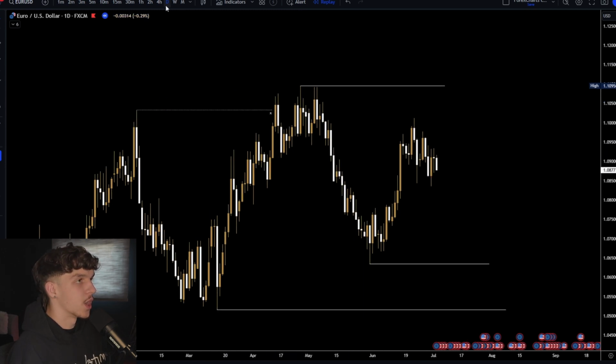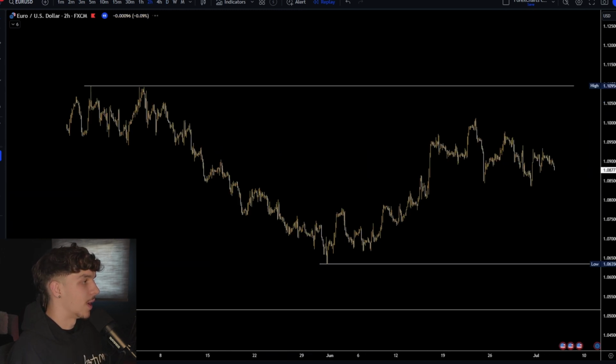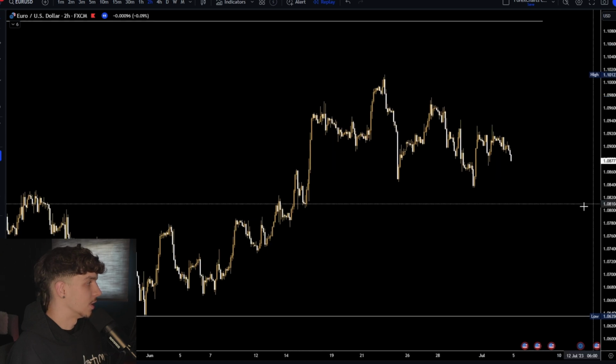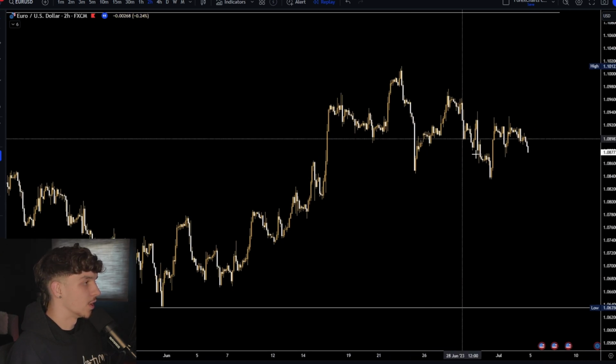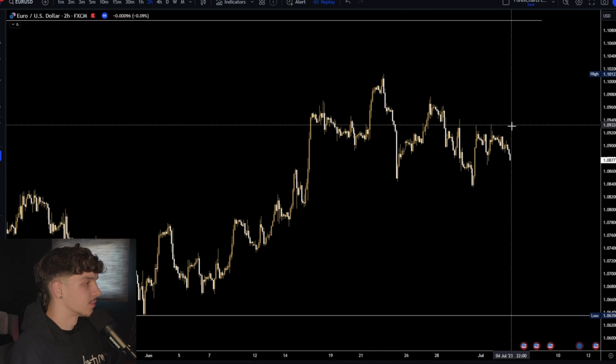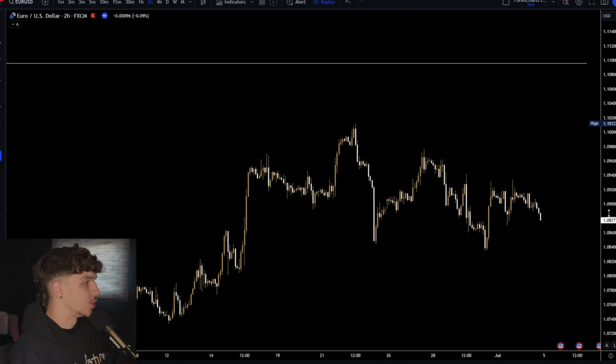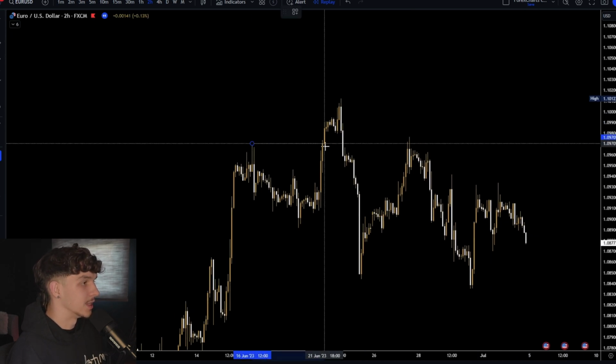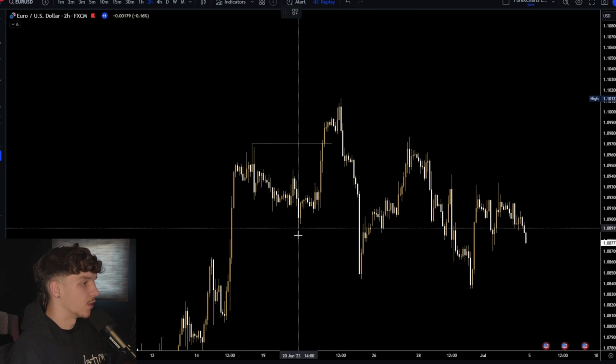So once we've got a nice bias on the daily, we're going to jump down to the 2-hour time frame and see where the market currently is. As you can see, the market is in quite a nice uptrend, but now it's started to establish lower lows and lower highs. If we just do normal ICT techniques, we can see that this market has swung the high and the low.